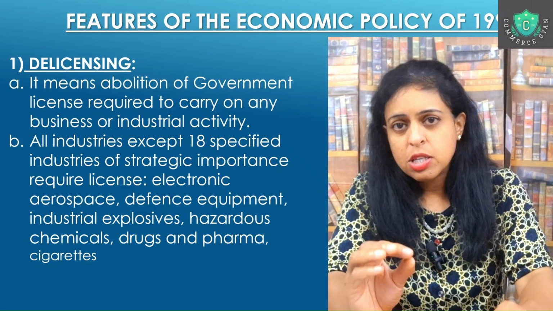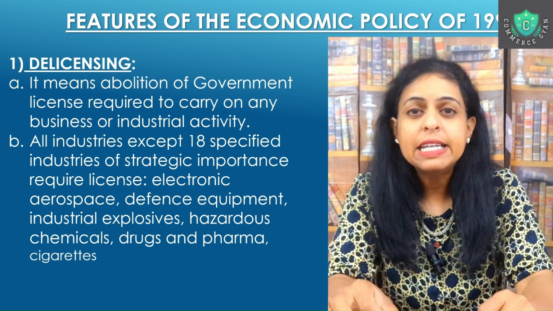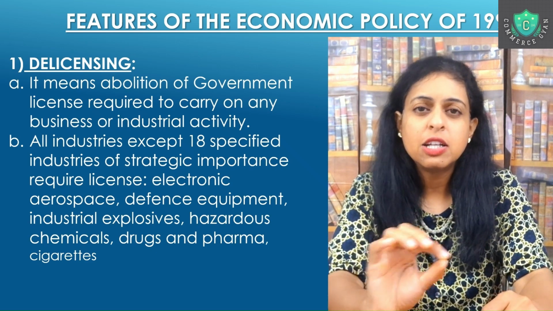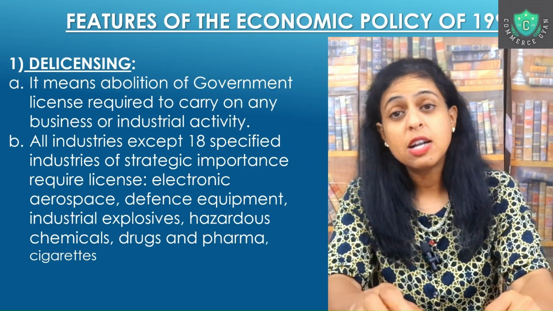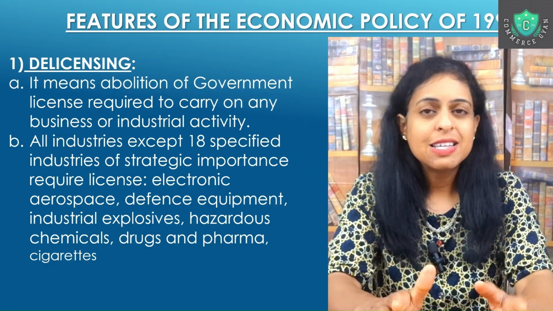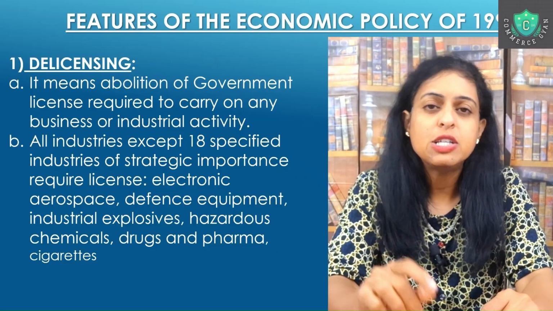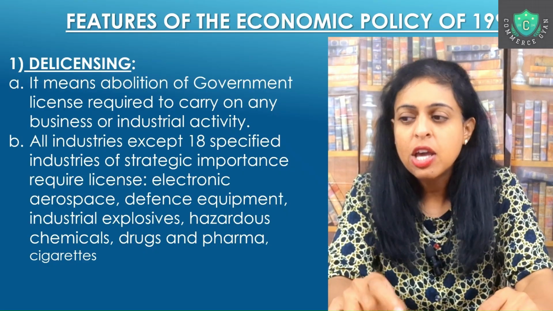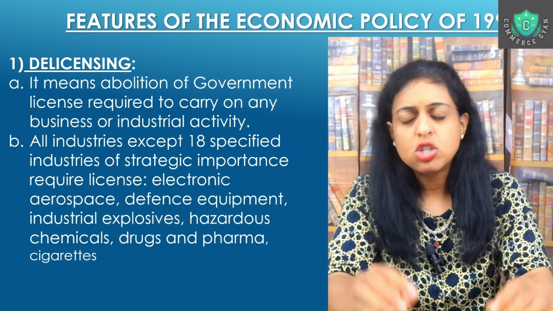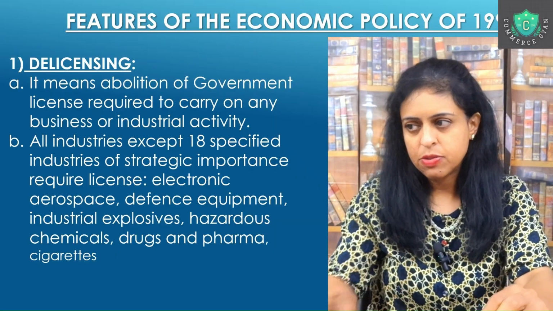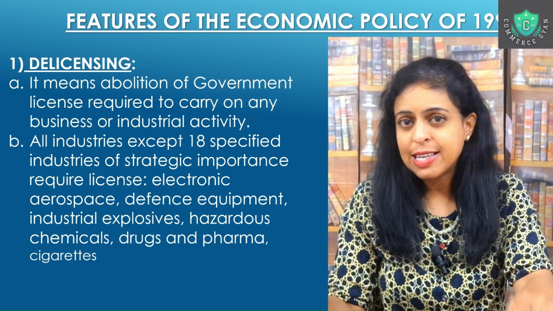So instead of bringing everyone into the license system, they said, okay, these 18 industries which are listed out here, you can see the list: electronics, aerospace, defense equipment, industrial explosives, hazardous chemicals, drugs and pharma, cigarettes and such other commodities listed by the government. Only those commodities would be required to take a license. Except for these 18 specified industries, no other industries would require a license from the government. That is what we mean by delicensing, which is the first feature of this economic policy.